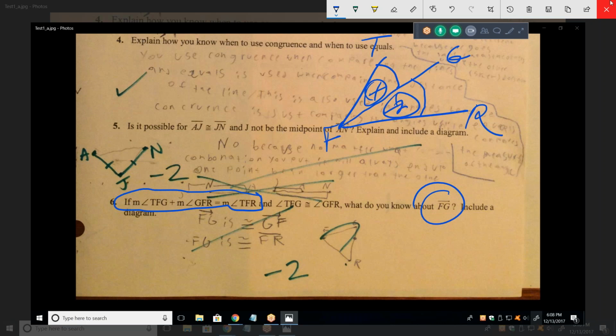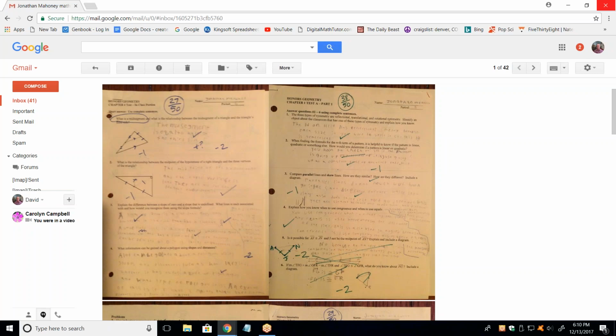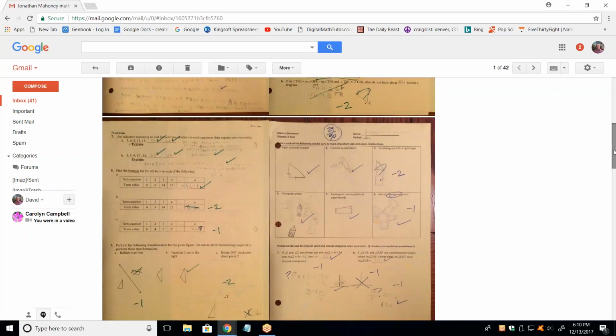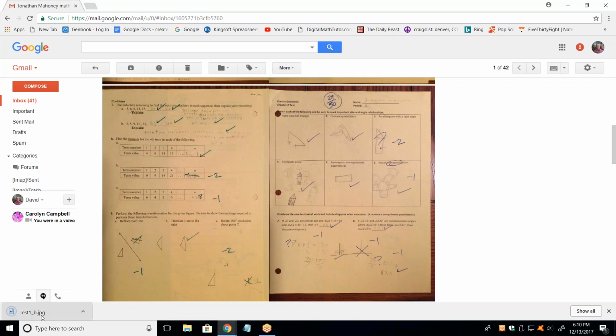Okay, let's go back. Take lower left. I think that's the second part of the chapter. At least we have some numbers on this one.